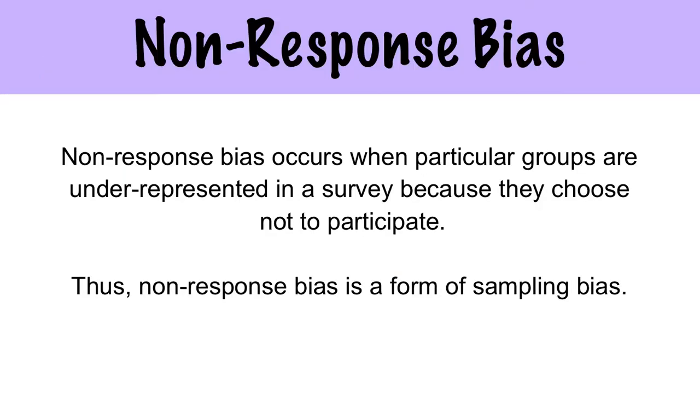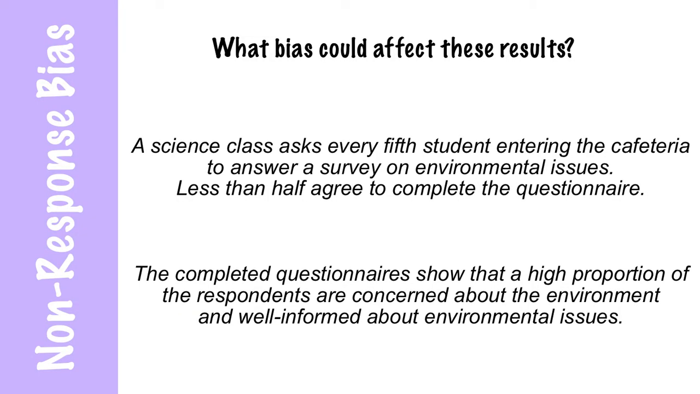Non-response bias. This occurs when a particular group is underrepresented in a survey because they choose not to participate. Thus, non-response bias is a form of sampling bias. What bias could affect these results?